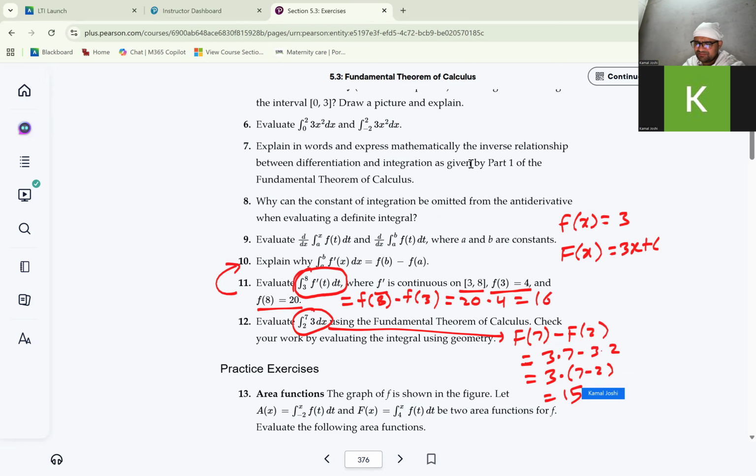We know this from the geometric interpretation as well. If your function is the constant function y equals 3, with the x-axis below, what is the area under the graph from 2 to 7? The width is 5 units and the height is 3 units. So the area is 3 times 5, 15 square units. That is what is given by the definite integral.